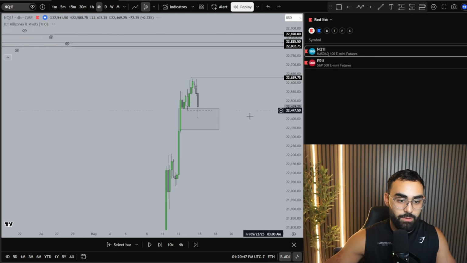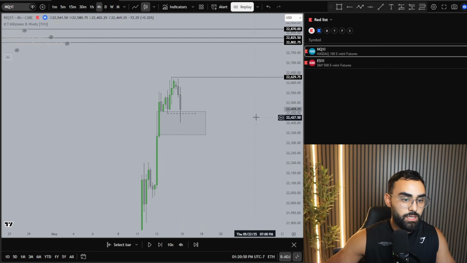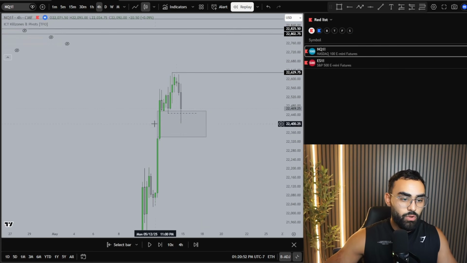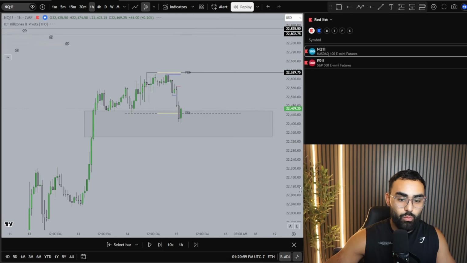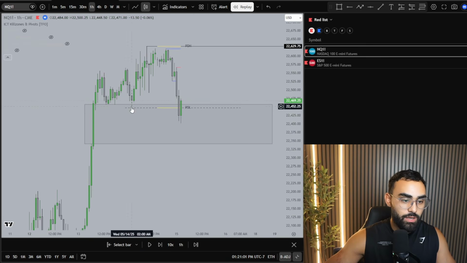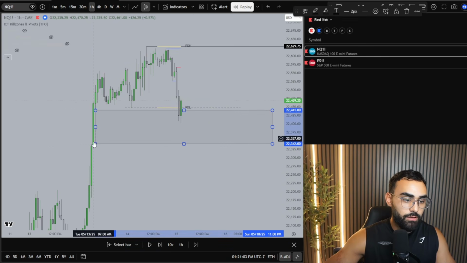By the way, I don't know what time it is either. It's 11 p.m. So perfect PM session. We took out lows, bullish fair value gap. We have some order blocks to the left of us. The 1 hour again took out lows, another fair value gap down here on the hourly.